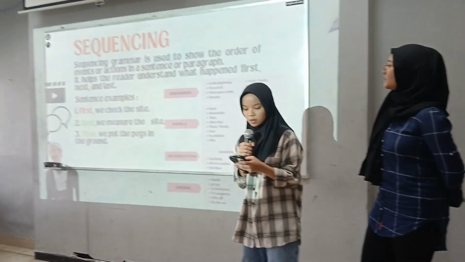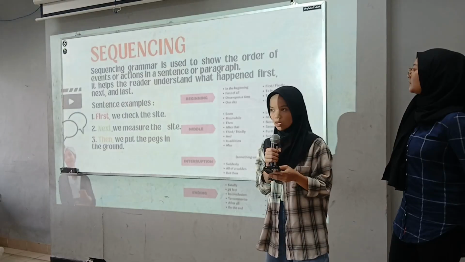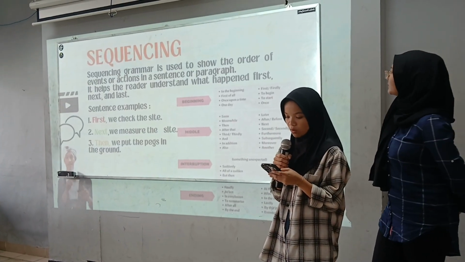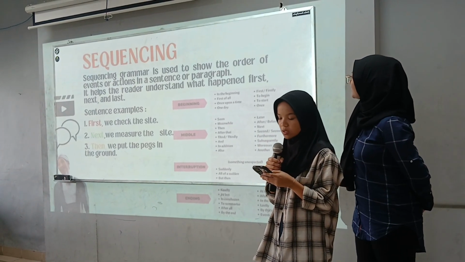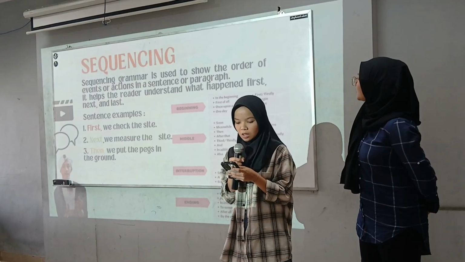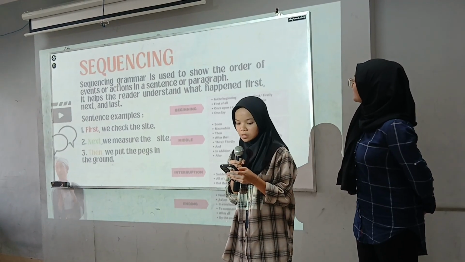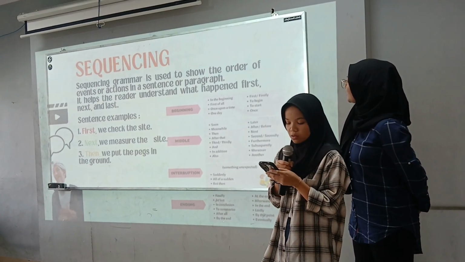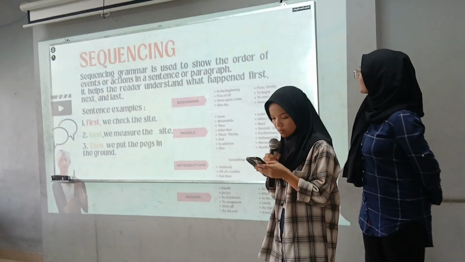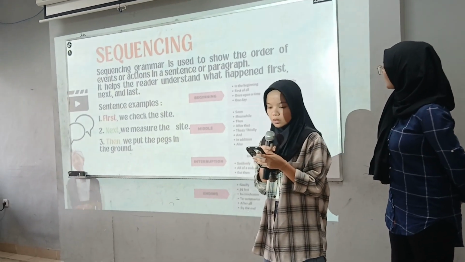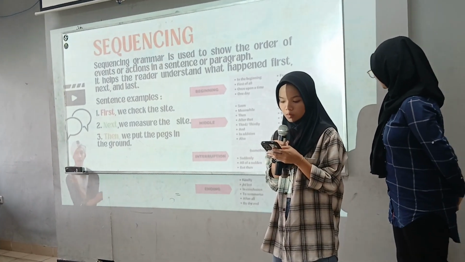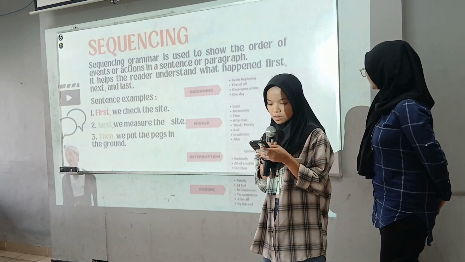And next, the grammar is sequencing. Sequencing grammar is used to show the order of events or actions in a sentence or paragraph. It helps the reader understand what happened first, next, and last. Sentence example: First, we check the site. Next, we measure the site. Then, we put the pegs in the ground.